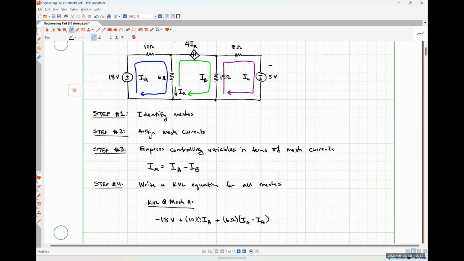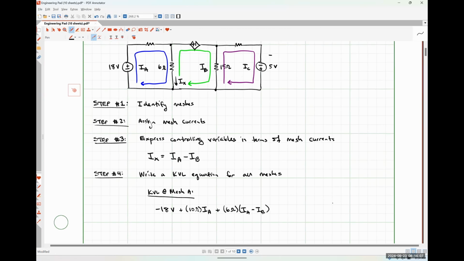So whenever we have a resistor that is shared between two meshes, like the 6 ohm resistor is, as well as the 15 ohm resistor is, we're going to have a combination of mesh currents because we need to find effectively the total current flowing through that particular resistor and then use that in our Ohm's law expression. So I've circled back around to my original node. So I'm done with this particular Kirchhoff's voltage law equation.